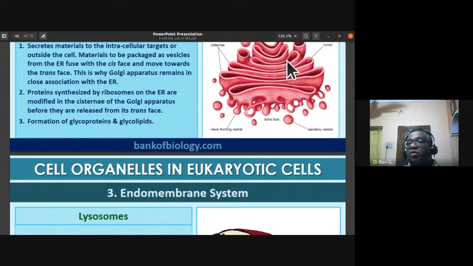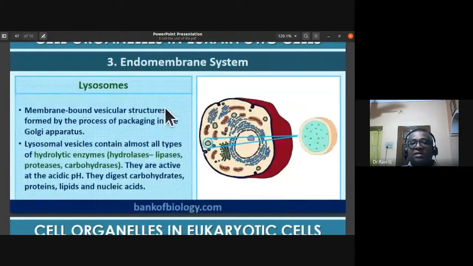That is why the Golgi complex is always closely associated with the endoplasmic reticulum. Second thing, the proteins synthesized by ribosomes on the endoplasmic reticulum, that is rough endoplasmic reticulum, are modified in the cisternae of the Golgi apparatus, before they are released from its trans phase. Formation of glycoproteins and glycolipids takes place in the Golgi apparatus, that is the Golgi apparatus or Golgi complex, as we also call it.